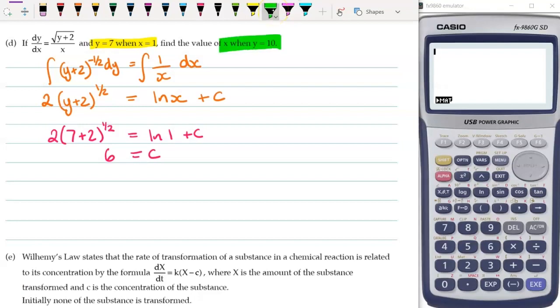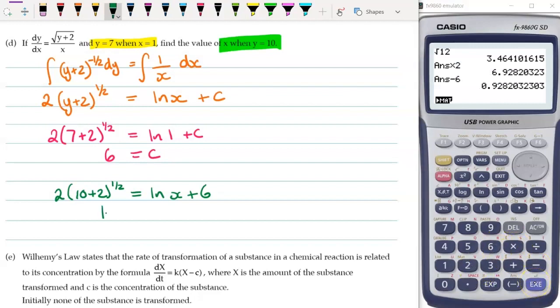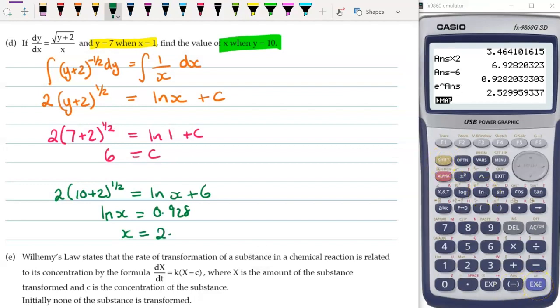Next, work out the value of x when y is 10. So 2 square root of 10 plus 2 will be equal to log x plus 6. So 10 plus 2 is 12. We're going to do the square root of 12, then times it by 2, take off the 6, so log x equals 0.928, so x is e to the power of that, which is 2.53.